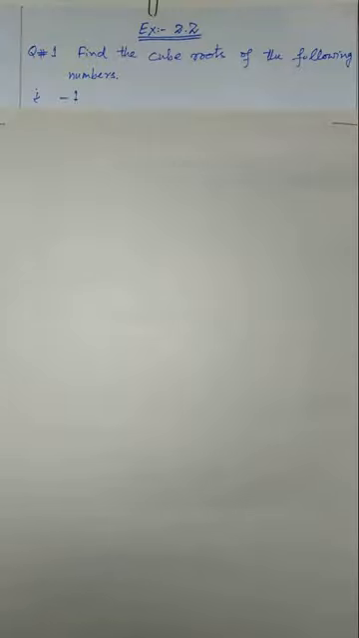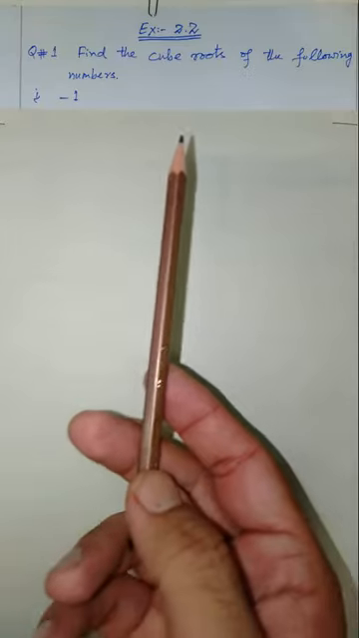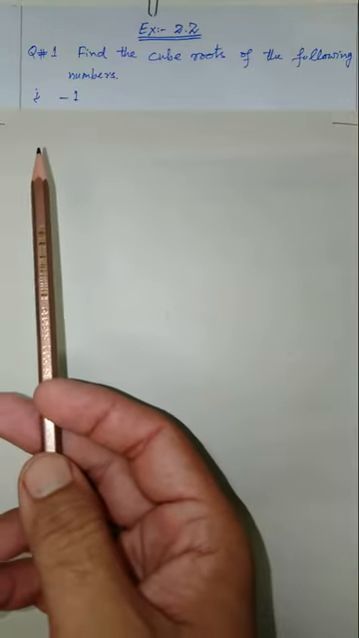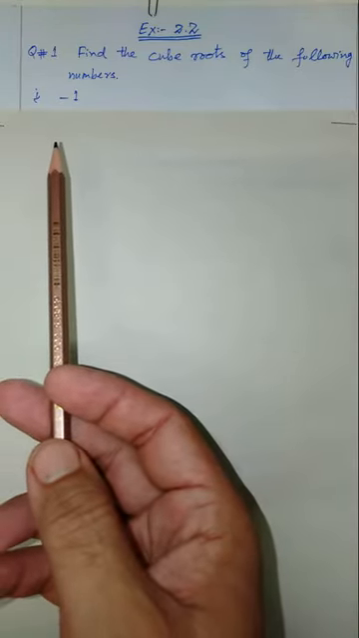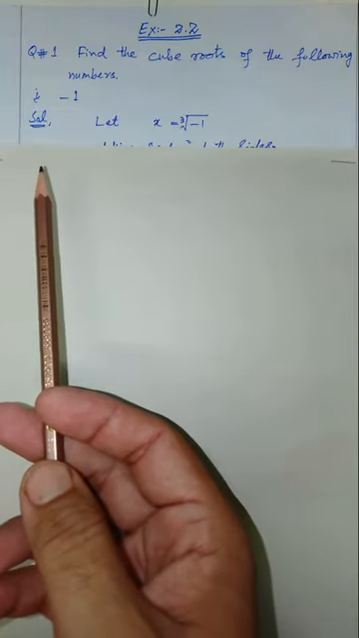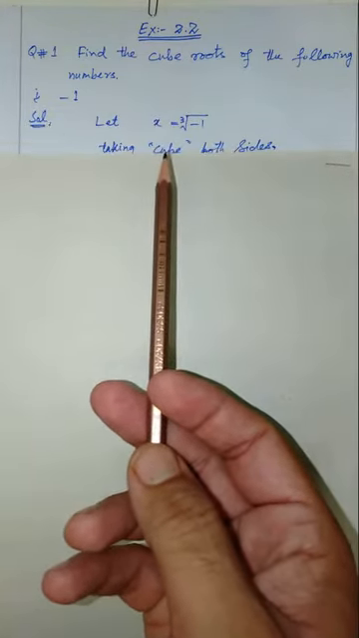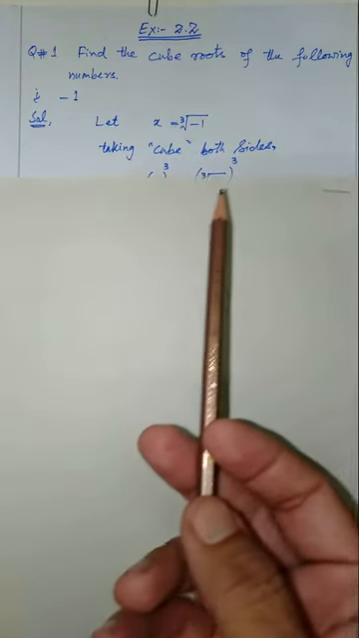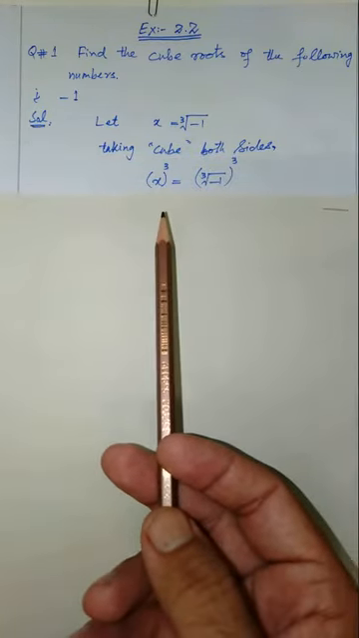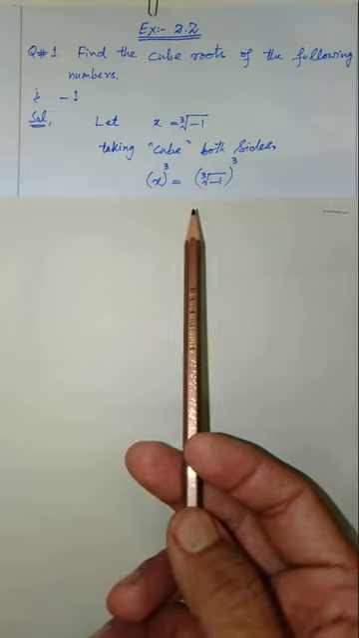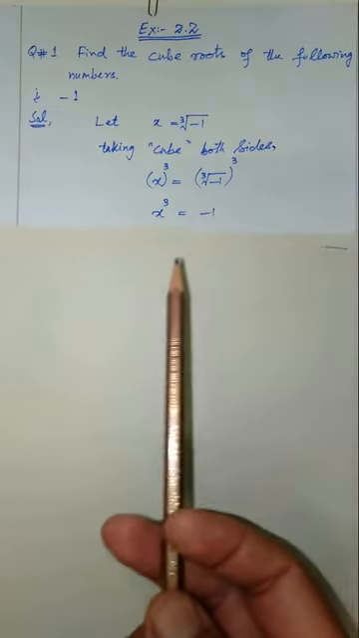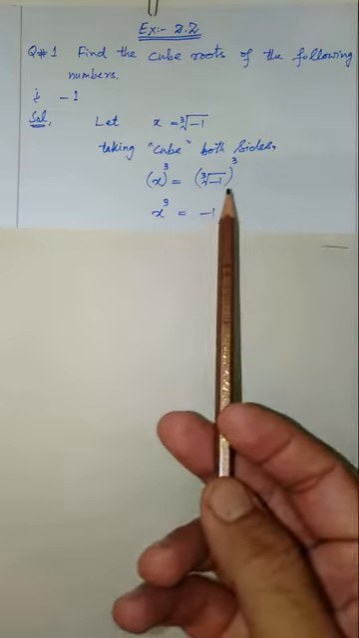Now exercise 2.2 question number 1 is given. Find the cube roots of the following number. The first number is minus 1. Solution. Let x be the cube root of minus 1. Taking cube both sides, x cube is equal to the cube root of minus 1, whole power 3. Cube root and cube are cancelled.